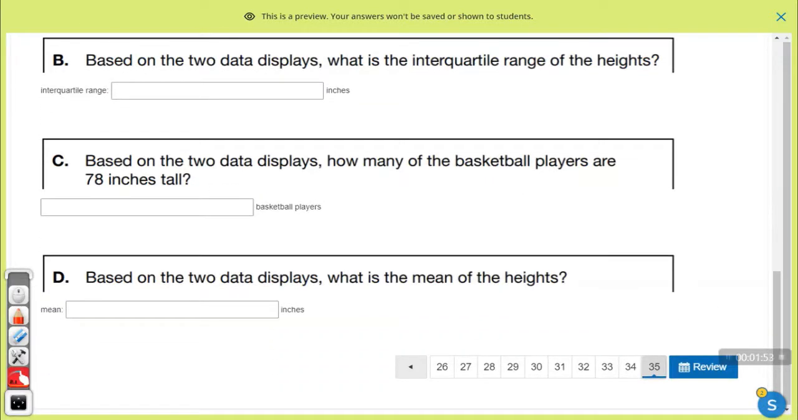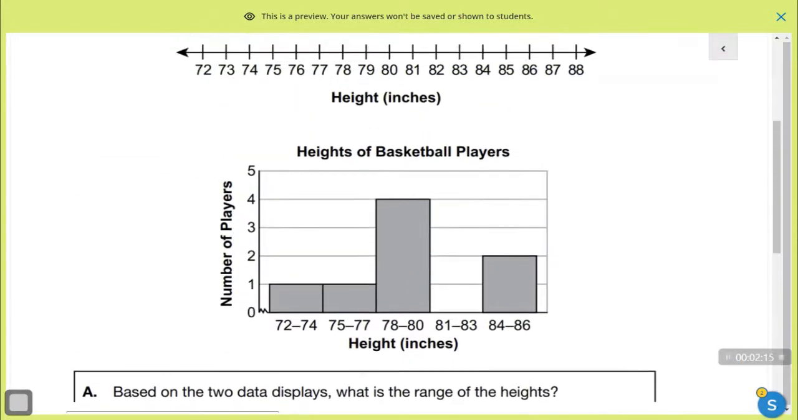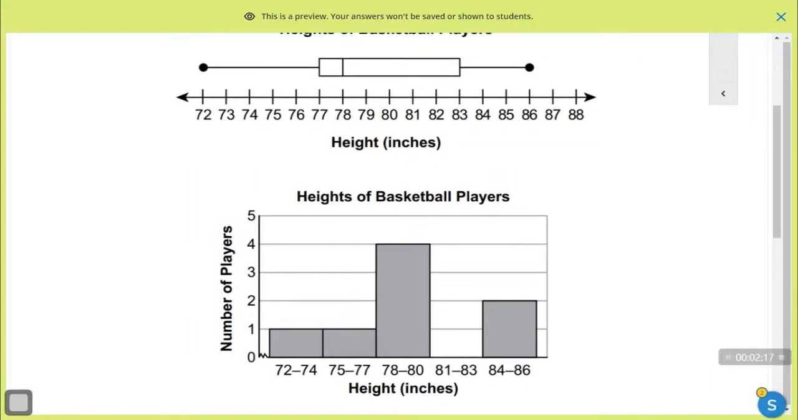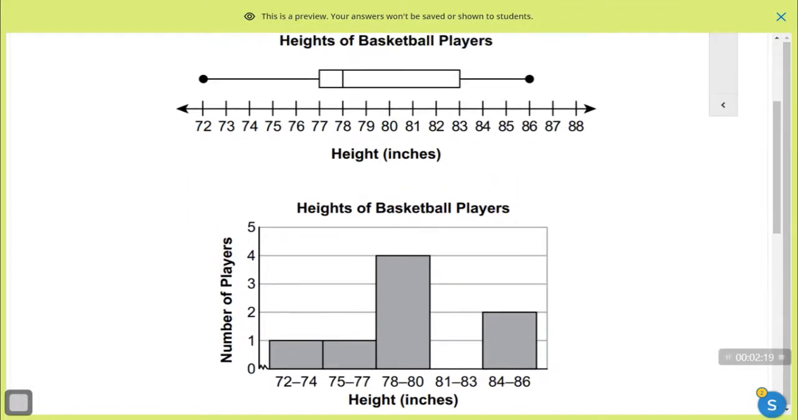C and D are the more challenging questions here. C and D get into the process of using both the histogram and the box and whisker plot. Let's read them. Based on the 2 data displays, how many of the basketball players are 78 inches tall? Based on the 2 data displays, what is the mean or average of the heights? Let's just take a look at these data displays real quick. These data displays do not appear to give us the exact values in our set of data.